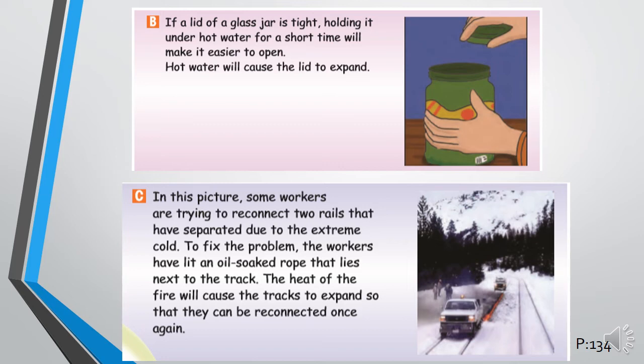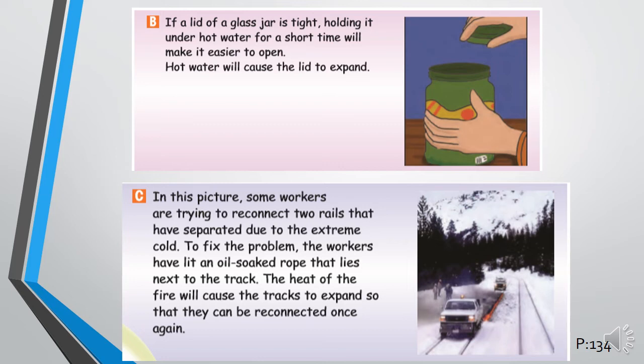Here we have just to read them to understand what happens to a solid when it is heated. You can read them. I will read part B and C here, then you can read the other examples on the other page. If the lid of a glass jar is tight, holding it under hot water for a short time will make it easier to open.